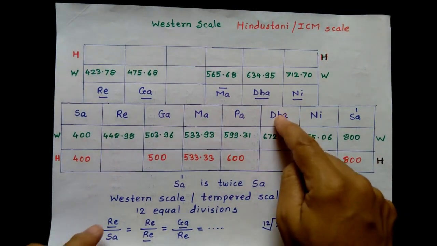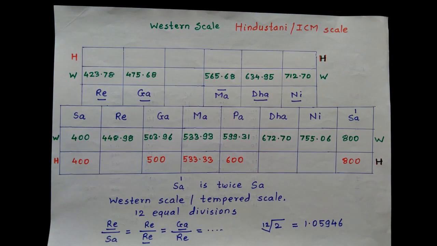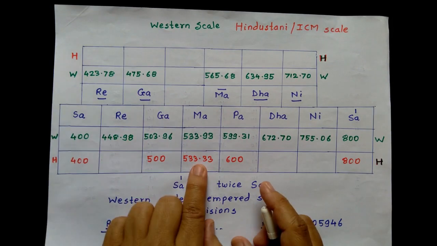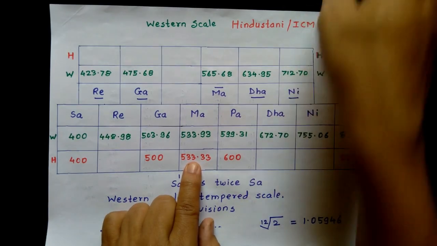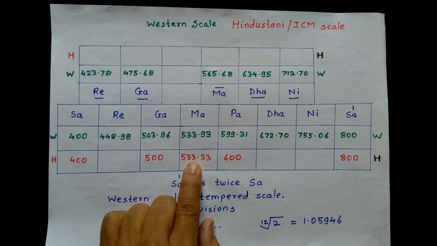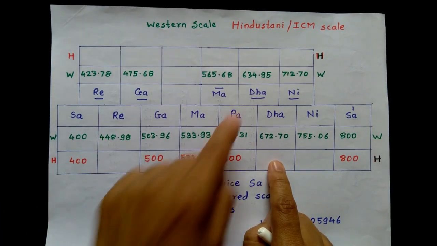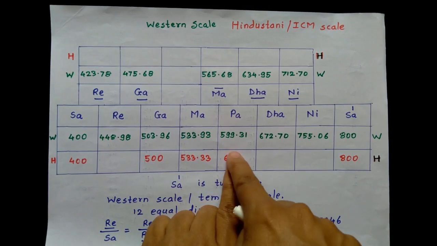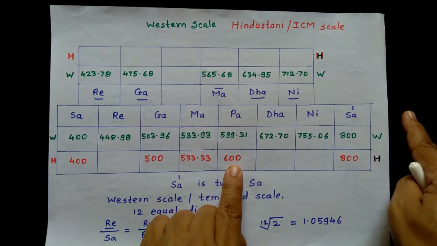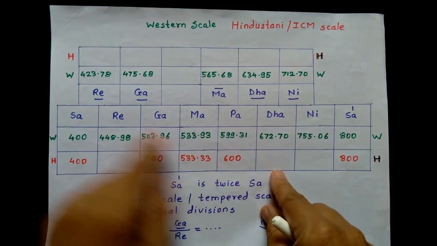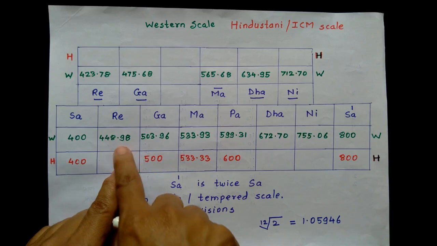Now how to find Ni and how to find Re is an exercise for you. The hint is that you take Ma as Sa and find its Gandhar. Multiply this by the ratio of Ga, that is 1.25. You will get the frequency of Ni in Indian classical music. You take Pa as Sa, find its Pancham. It will be upper Re. Then divide it by 2, so that you will get this Re, and you will be able to compare it with the Western scale Re.